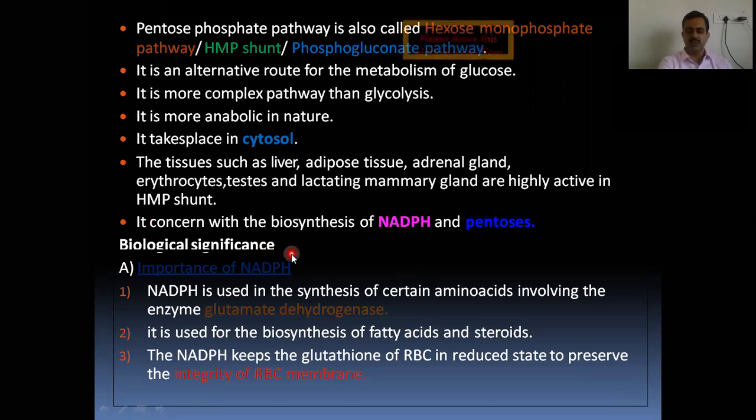Now, what is its biological significance? Importance of NADPH. NADPH is used for the synthesis of certain amino acids involving the enzyme glutamate dehydrogenase. So with the help of glutamate dehydrogenase, NADPH is helpful for generation of certain amino acids. It is used for the biosynthesis of fatty acids and steroids. NADPH keeps the glutathione of the RBC in reduced state to preserve the integrity of the RBC membrane. So this NADPH has its own significance in the human body. It is helpful in various different reactions as well.